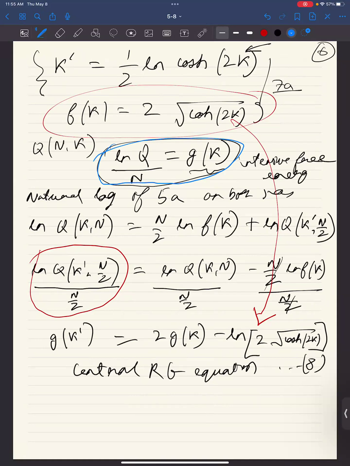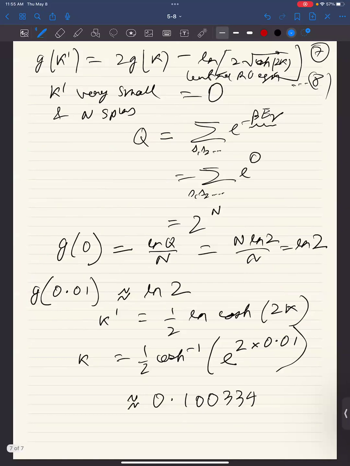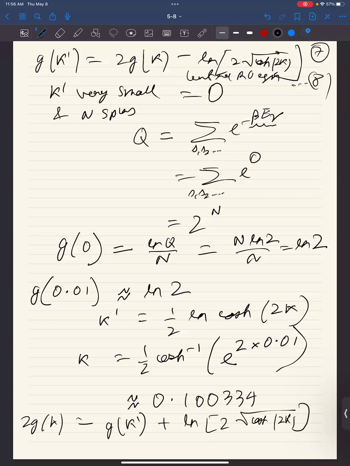Yeah. Equation 8 has a second term because you're talking about connecting two possible G's. So that second term will show up exactly now. This is where we are going to use it. Now we will use the second term, and we have 2g of k is equal to g of k prime. What is g of k prime? Well, let me write down first. 2g of k is equal to g of k prime plus ln of 2 square root of hyperbolic cos of 2k.